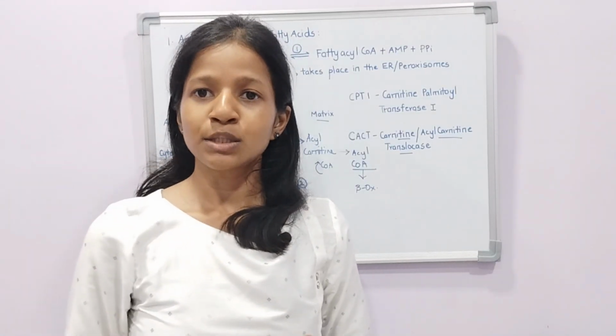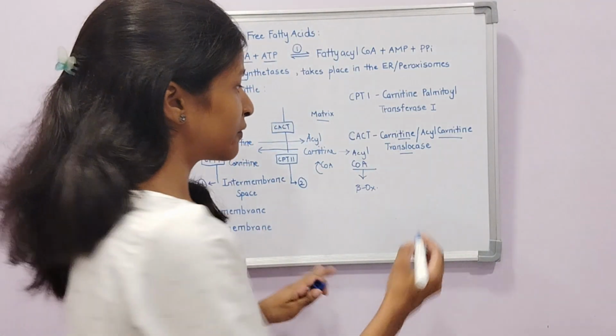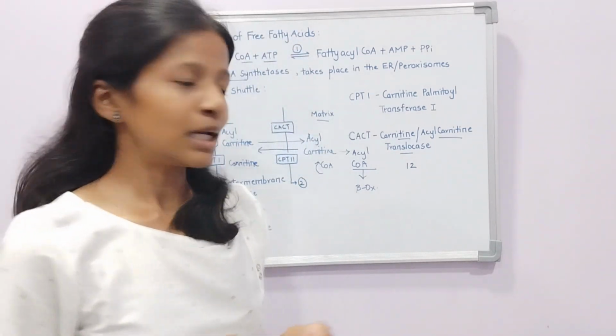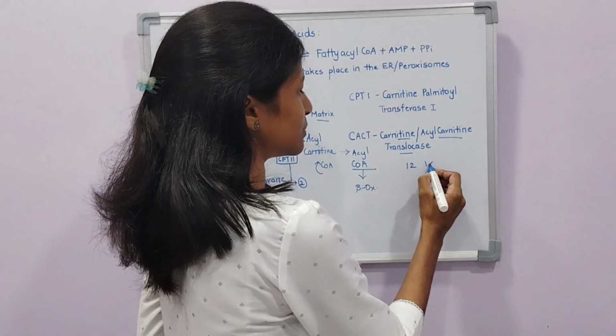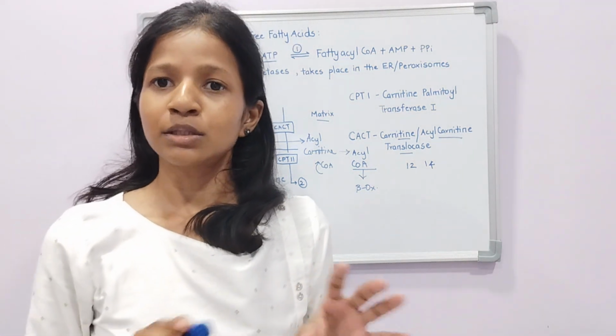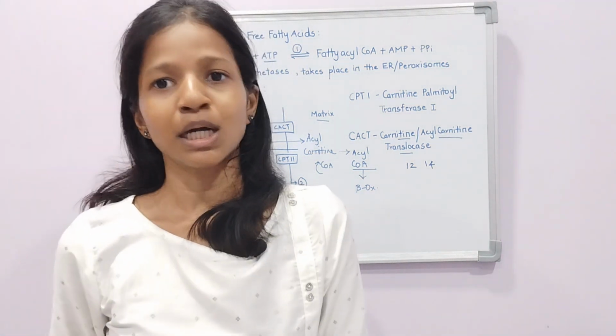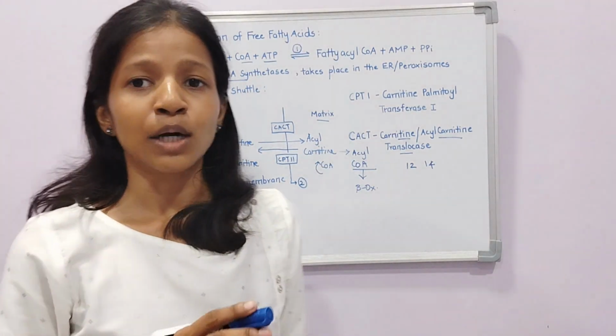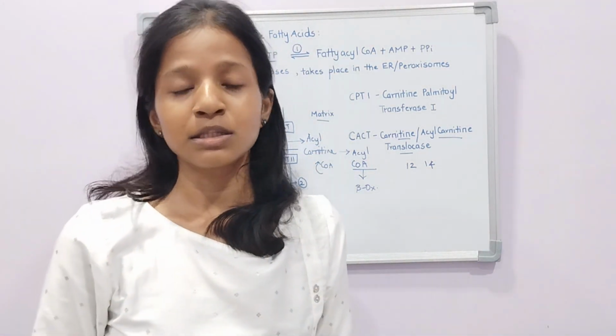Also, fatty acids with carbon chain length of 12 carbons or less can enter the mitochondria without the help of membrane transporters. But those with chain lengths of 14 carbon atoms or more have to enter the mitochondria by undergoing the 3 enzymatic processes in the carnitine shuttle. So let us see in detail about beta oxidation of fatty acids in the next part.